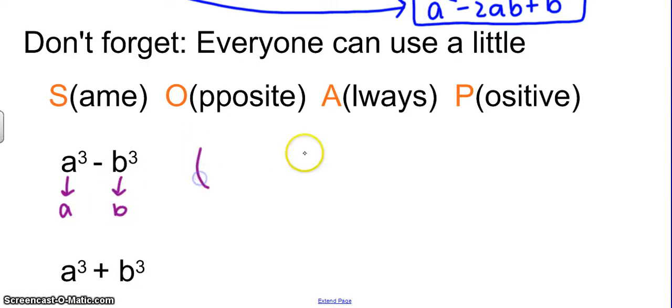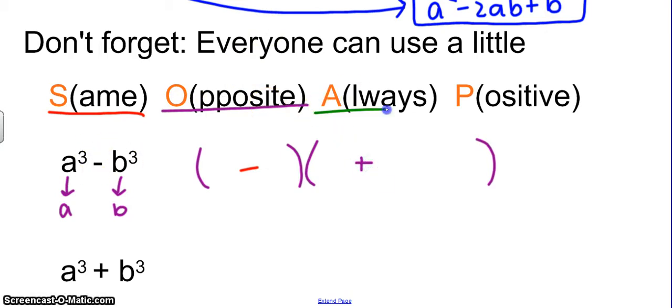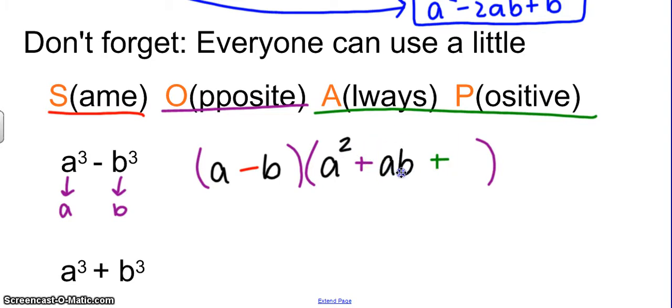And then you want to set up two sets. The first one's going to be a binomial, the second one's going to be a trinomial, and you're going to follow SOAP. So, same sign, this was a subtraction sign, opposite sign, so this was subtraction, which means this one is going to be addition, and then always positive. The last sign is always positive. Then you want to fill in the structure of the factoring. So we had a and b, which means in this first set we get a minus b. Then we're going to take a and square it, take a times b, and then take b and square it.